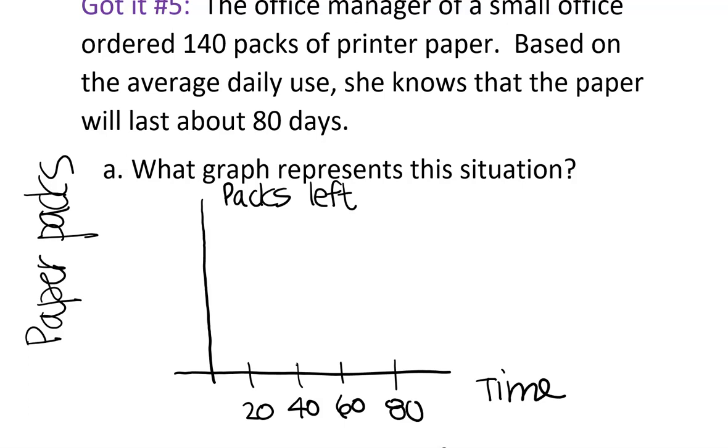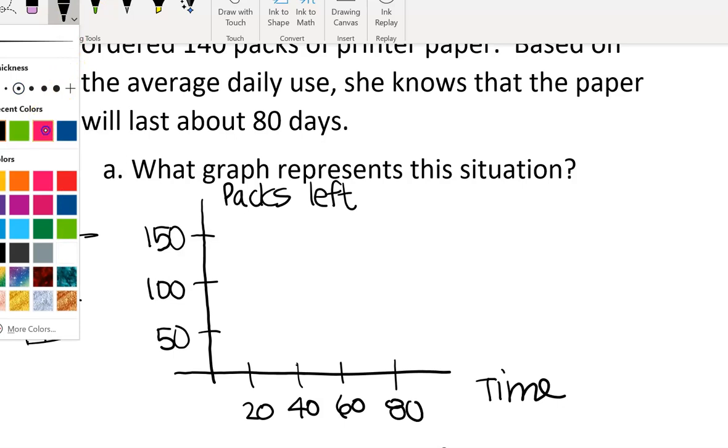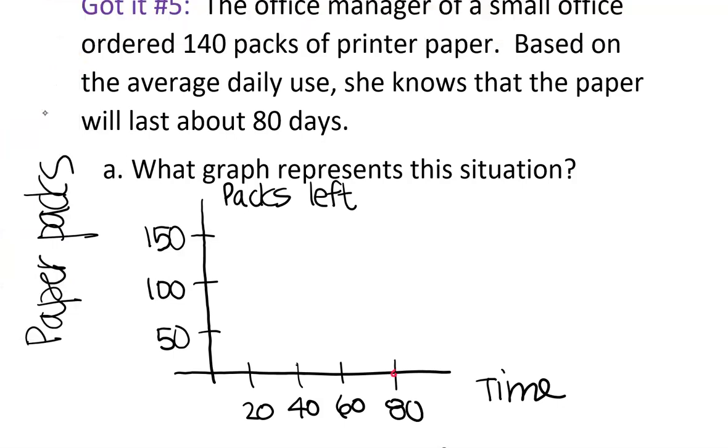Let's also go, actually, let's do 50, 100, 150. Now, if you had graph paper, I would do a better job of putting this on there, but I don't, so I'm just kind of estimating a little bit. So we have 80 days, and we have 140 packs of paper. And we're just going to connect those. And that's what it looks like.